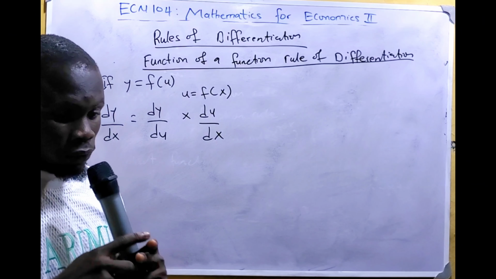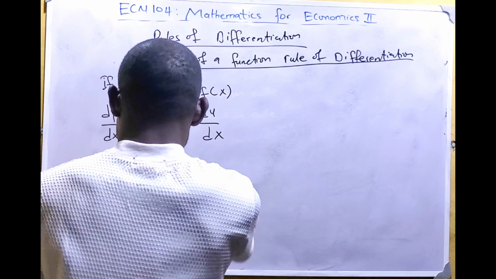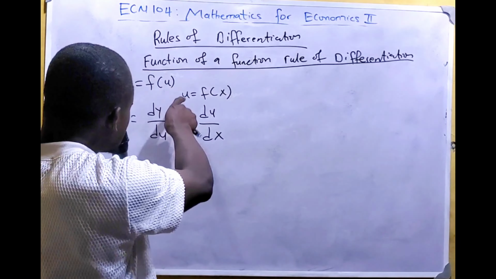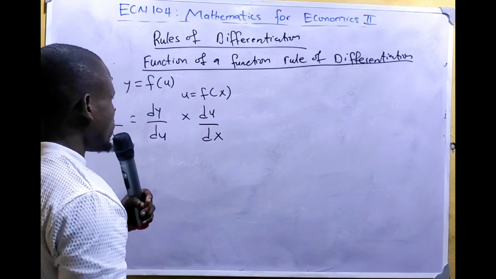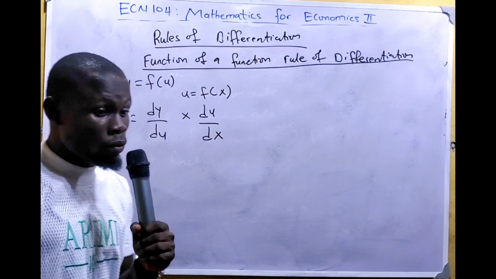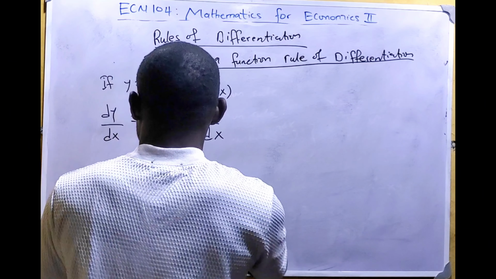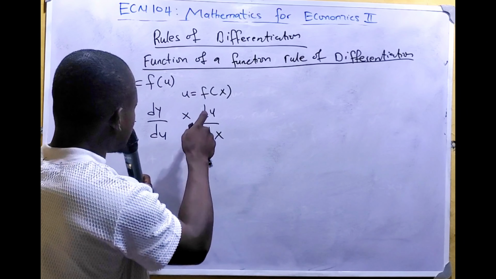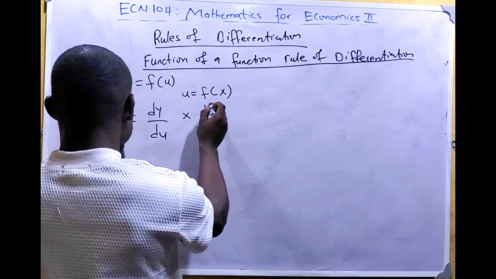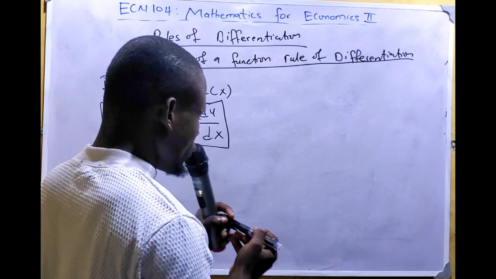This is what the function of a function rule states. If y is a function of u, and at the same time this u itself is a function of x, then to find the derivative of y with respect to x, our dy/dx will be dy/du times du/dx. This is the function of a function rule. It is also called the chain rule of differentiation.